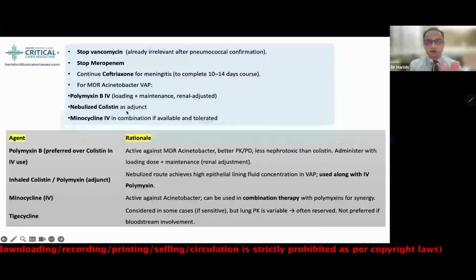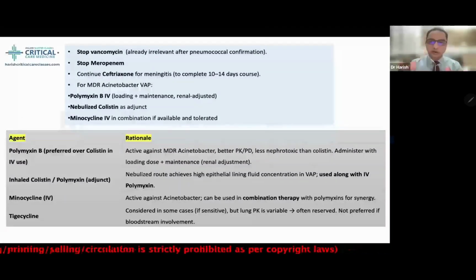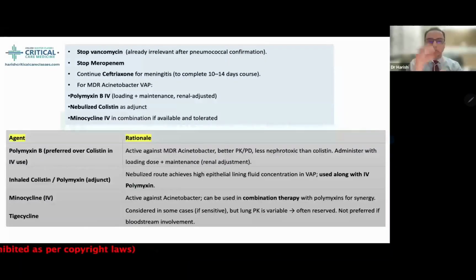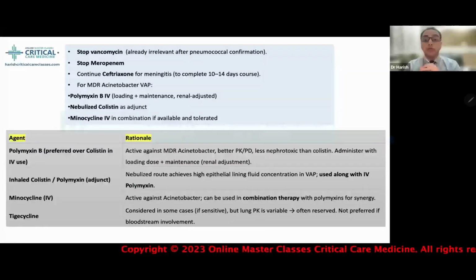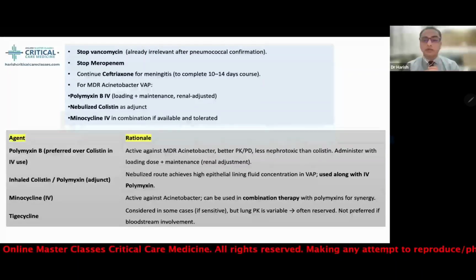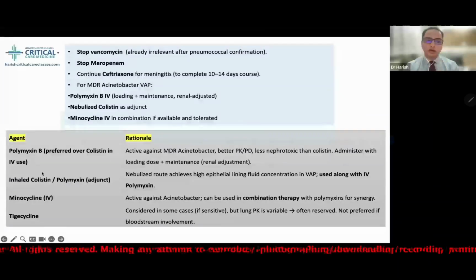We can think about nebulized colistin as an adjunct. You can give IV polymyxin with nebulized colistin, but recently IDSA is not putting very good weightage on nebulized antibiotics. Minocycline, always use it as a combination therapy, 200 milligram stat followed by 100 milligram IV BD. Polymyxin B is preferred over colistin because it is good against Acinetobacter, with a better PK/PD profile because it is not a prodrug like colistimethate sodium, so less nephrotoxic. We can give a loading dose and a maintenance dose depending upon creatinine clearance later.